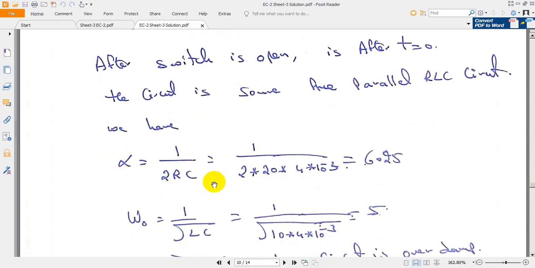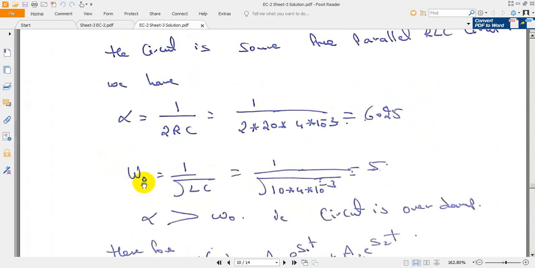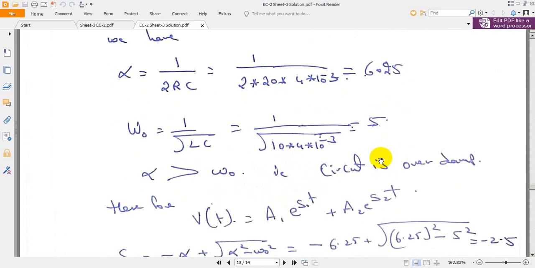Alpha is equal to 1 by 2RC. Substitute the value of R and the value of C, which is 20 and 4 into 10 to the power of minus 3. You will get 6.25. Evaluation of omega naught: 1 by square root of LC. It is the same for series and parallel circuits. 1 by square root of L, whose value is 10, and C, whose value is 4 into 10 to the power of minus 3. You will get 5. Here the alpha value is greater than omega naught. Hence the circuit is overdamped.